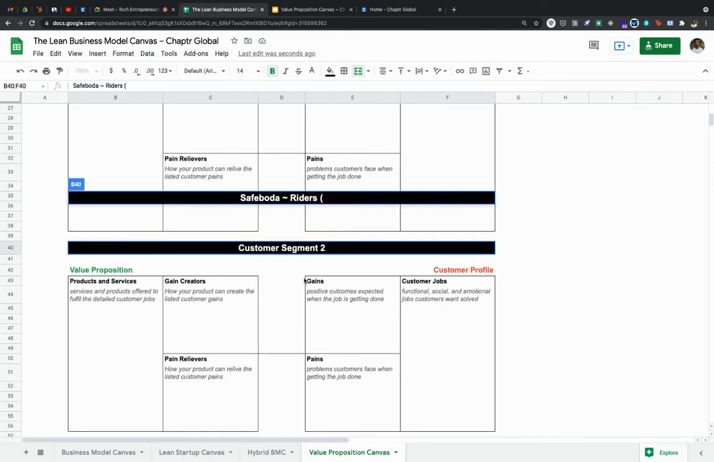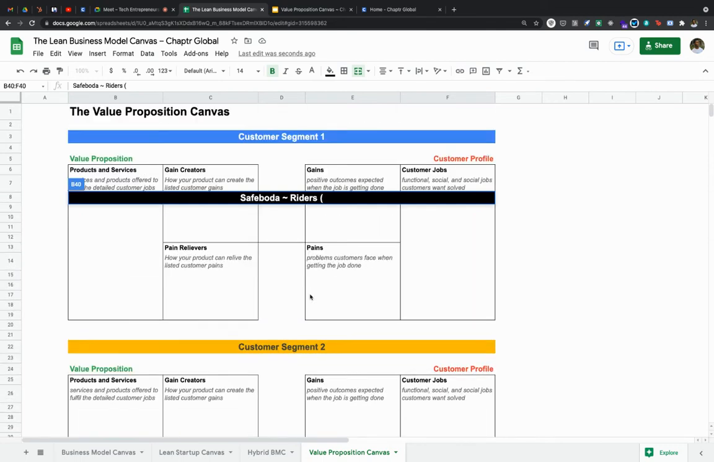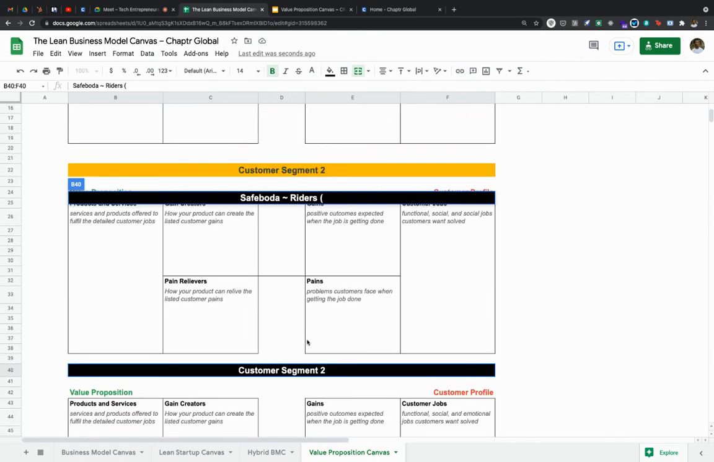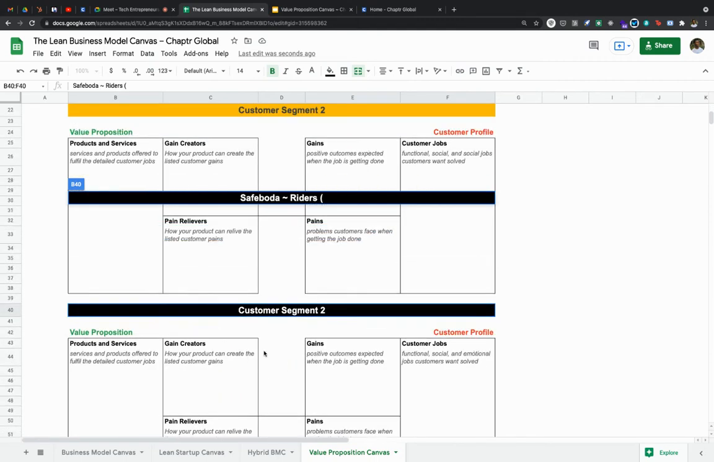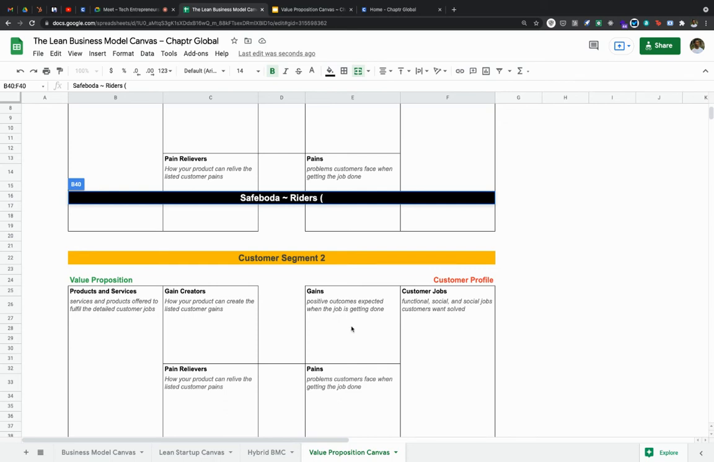Once again, one thing I will keep stating is when you're doing your value prop canvas, you want to do it differently for different customer segments. SafeBoda is a good example. They have two customer segments: the people who ride the boda bodas and the motorcycle owners, those people who own the boda bodas. For them to work as a startup, they need to have two value proposition canvases for both customer segments separately because they're quite essential to their product.